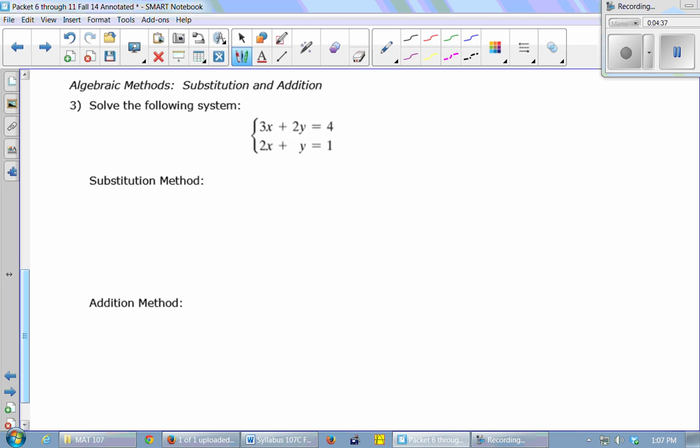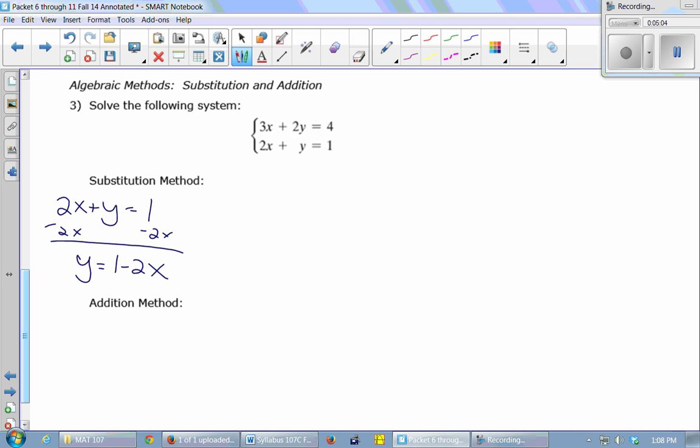Just if you're trying to be efficient, you say, okay, in the substitution method, you pick an equation and you solve for one variable in terms of the other. And the one that's easiest to do that for is the second one. So I would start with 2x plus y equals 1. Subtract 2x from both sides. So you get y equals 1 minus 2x. So I solved for the y in terms of the x.